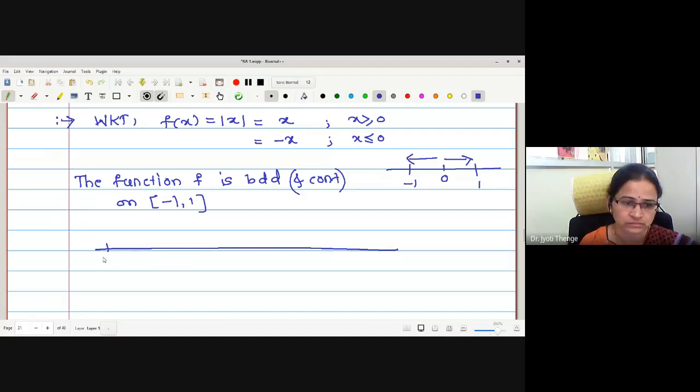It is -1, somewhere here it is 0, somewhere here it is +1. If I go with this format, the total length is 2. Therefore, if I want to make n equal parts, then each subinterval is of length 2 by n. Therefore, here it will be a point, say -1 plus 2 by n, and so on.